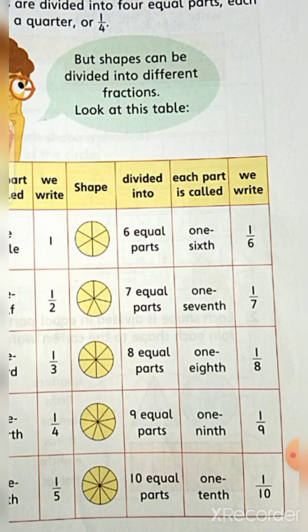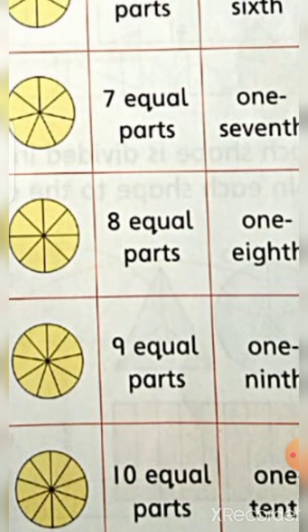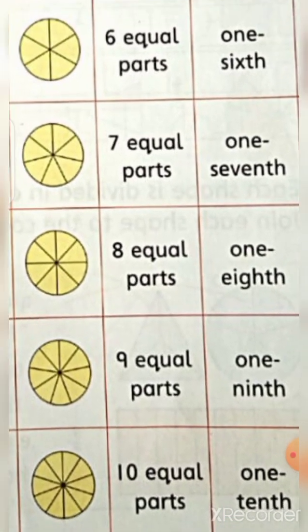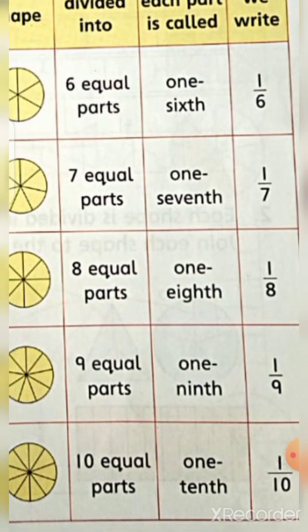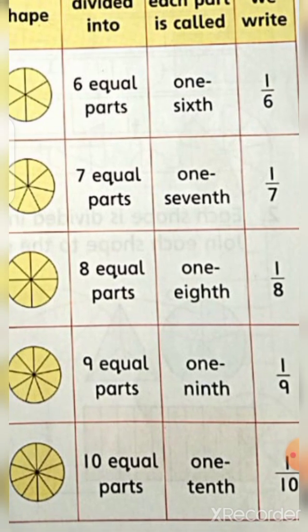This figure is divided into 9 equal parts. Each part is 1/9. See the spelling, so you will not make any mistake. Ninth, N-I-N-T-H, 1/9 and 1 over 9. The last figure is divided into 10 equal parts. Each part is 1/10, and you will read it as 1 over 10.